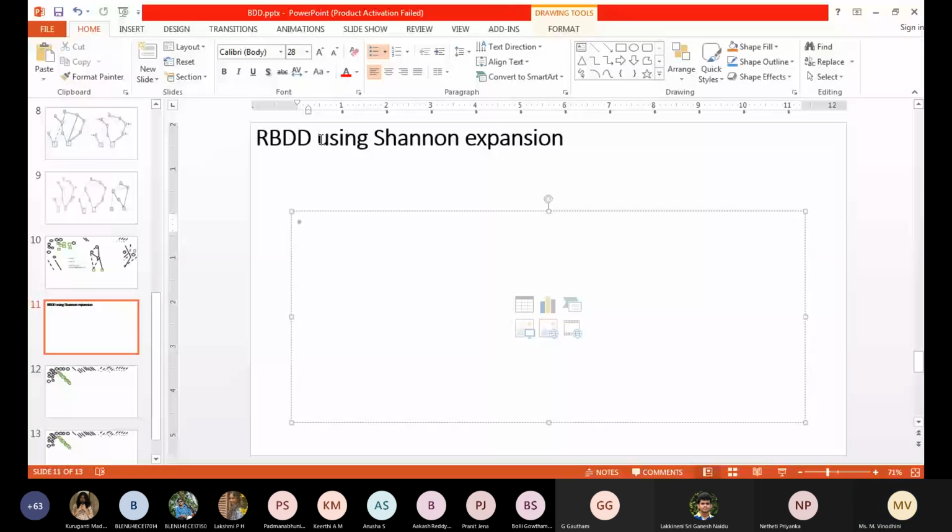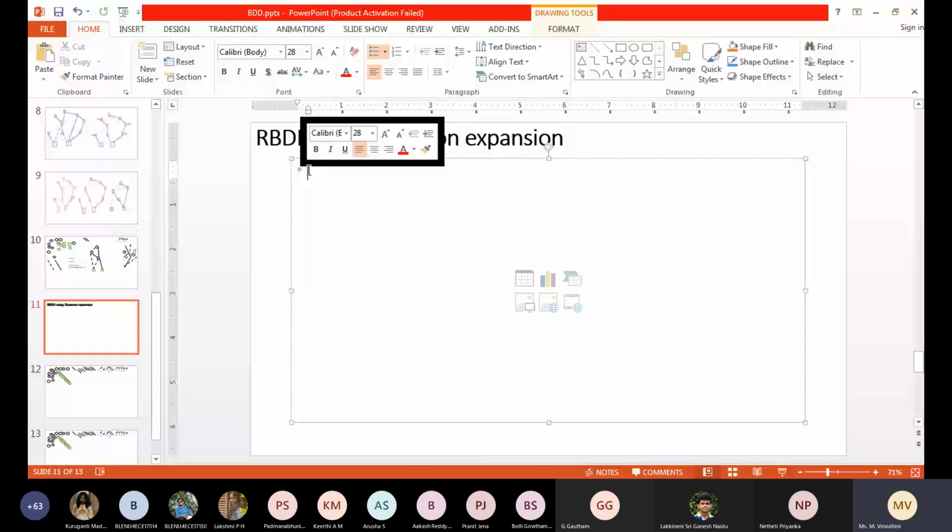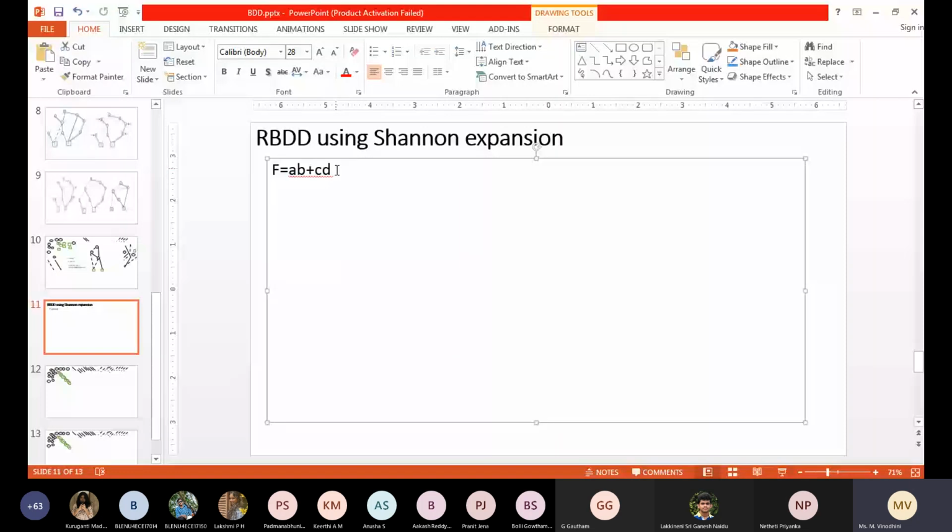expansion theorem. People who have taken digital IC design might have done this, but I don't know how the other professors have taught you. But whatever I'm doing now, this is what you have to follow. So now if we have an expression like F equals AB plus CD, using Shannon's expansion method, what you have to do is first look at the variables in this Boolean expression. Four variables are there: A, B, C, D.